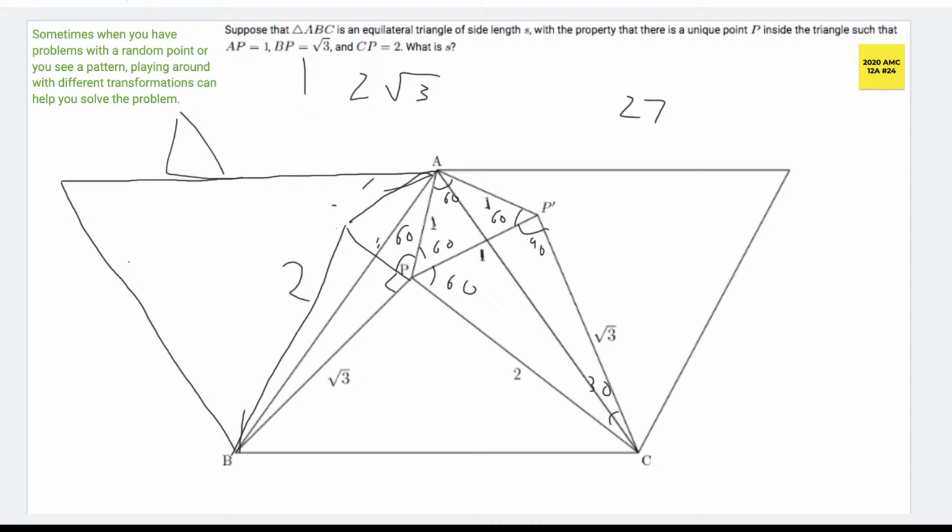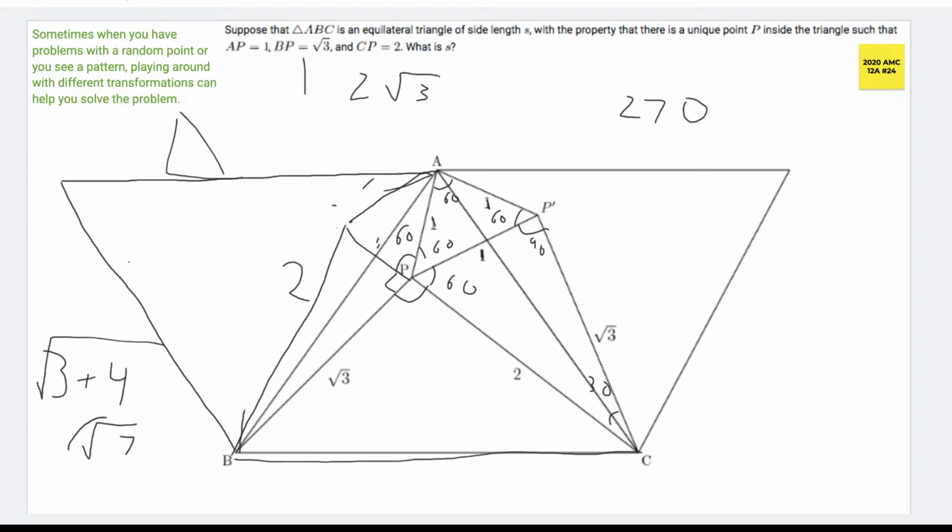That means 360 minus 270 is 90. So this is a right angle. And we want to find the side length, BC. If this is a right angle, we know that's the square root of 3 squared, which is 3, plus 2 squared, which is 4. You square root that to get the side length, which is the square root of 7.